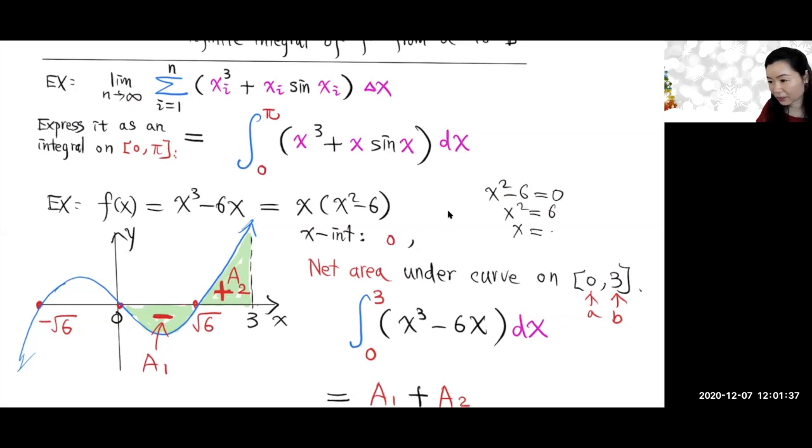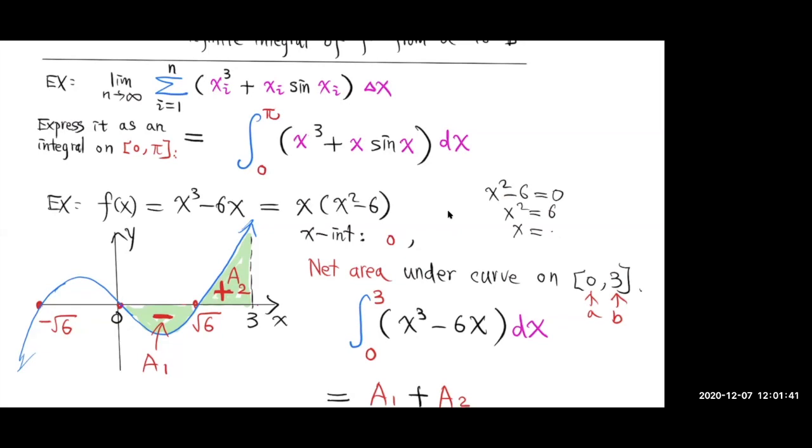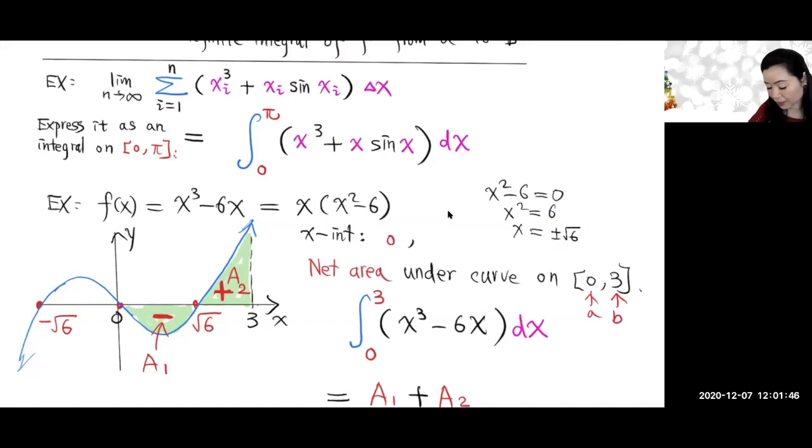So x equals what? Plus or minus the square root of 6, right? Yes, you got it. So plus or minus square root of 6. So we have 3 x-intercepts right here.